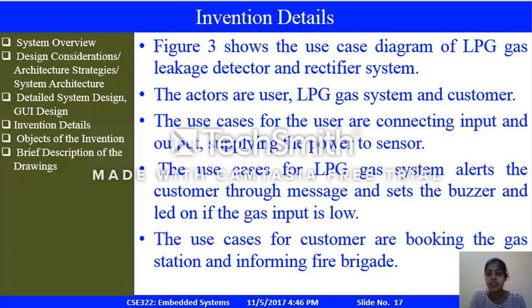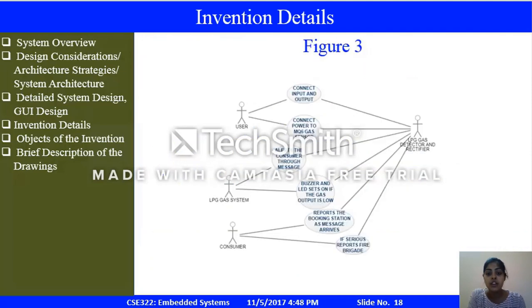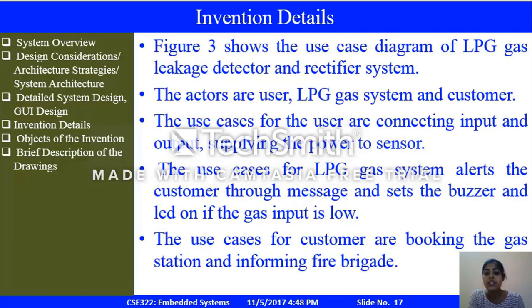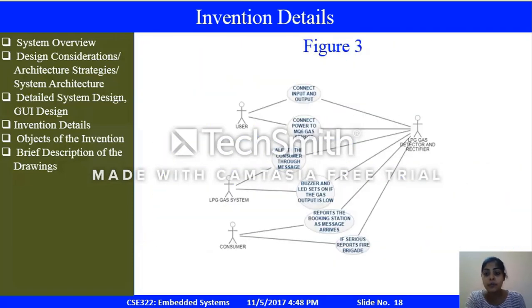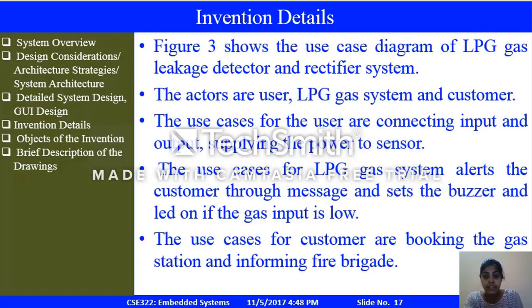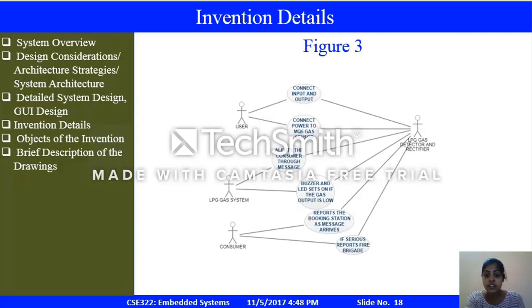The next figure, that is figure 3, shows the use case diagram of the LPG gas leakage detector and rectifier system. The actors are the user, the LPG gas system, and the consumer. The use cases for the actor are connect input and output, and connect power to the MP6 gas sensor. The use cases for the LPG gas system are it alerts the consumer by message, and the buzzer and the LED turn on if the gas output is low. The use cases for the consumer are reports the booking station as the message arrives, and if serious, reports fire visit.